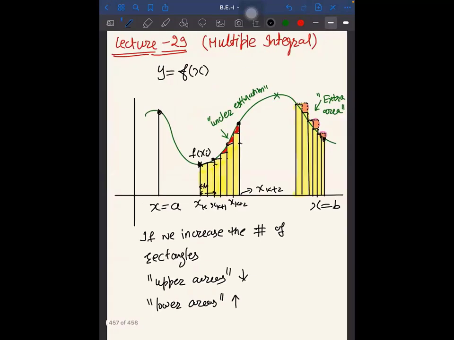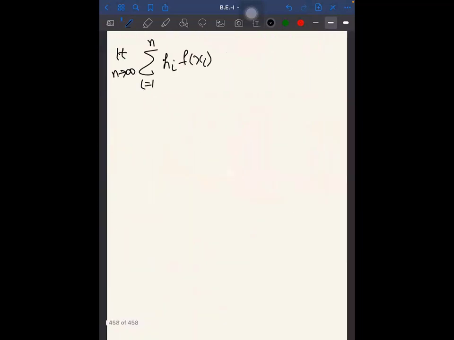and let's say you start from a to b, that means it becomes your integral, right?